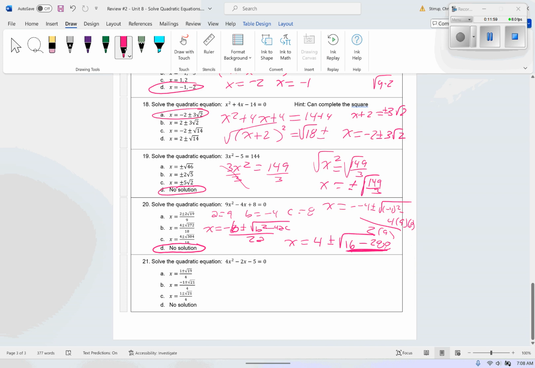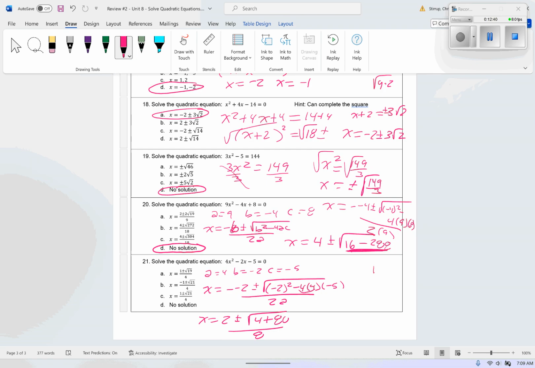Last problem. Let's see if we can do it. So I know that a is equal to 4, b is equal to -2, c is equal to -5. We know that x is equal to -b plus or minus the square root of b squared minus 4ac, all divided by 2a. So x equals 2 plus or minus, -2 squared is 4. -4 times 4 is -16. -16 times 5 is 80. All divided by 2 times 4, which is 8.